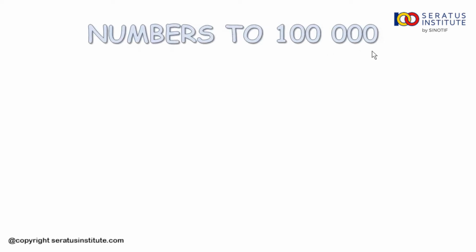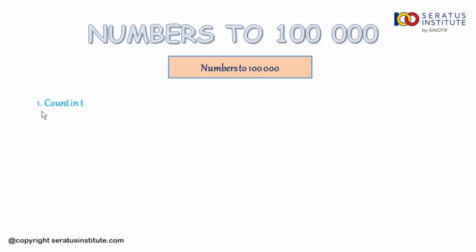This time we are going to talk about numbers to 100,000. In my previous video, I informed you that this chapter has 4 sections that I will discuss with you. For this video, we will discuss the first section, that is numbers to 100,000. In this section, there are 3 main points that we will discuss. The first one is count in thousands.